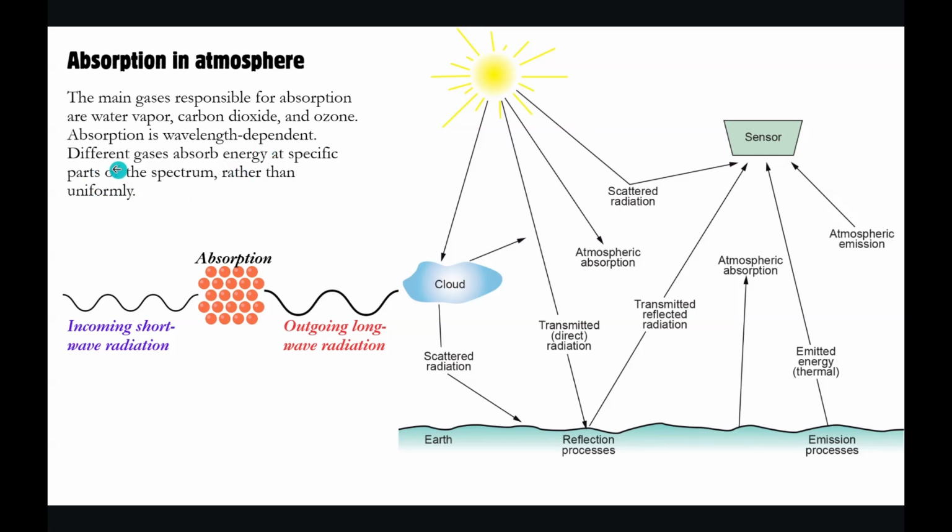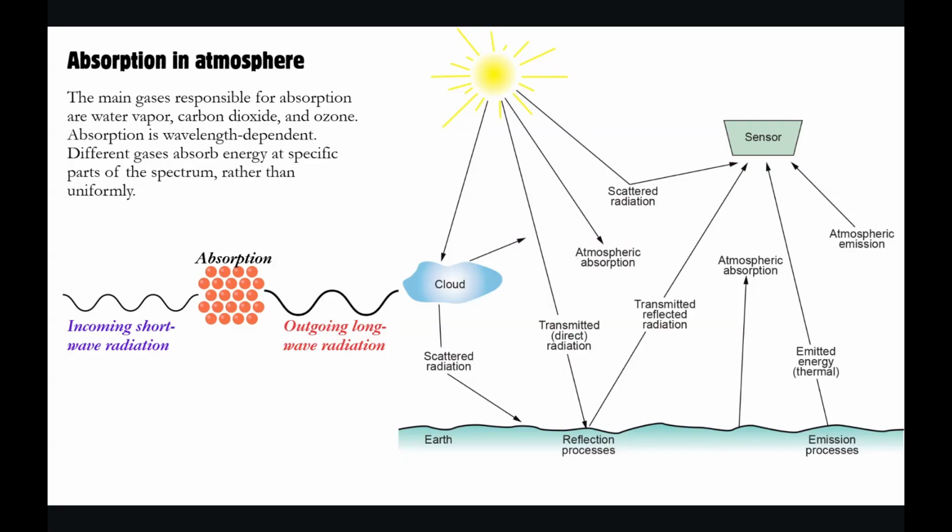And different gases absorb energy at specific parts of the spectrum. For example, we saw that water vapor will absorb infrared radiation, but it is not absorbing the visible spectrum. Okay, like that. So different objects or different components will absorb different parts of the electromagnetic spectrum.